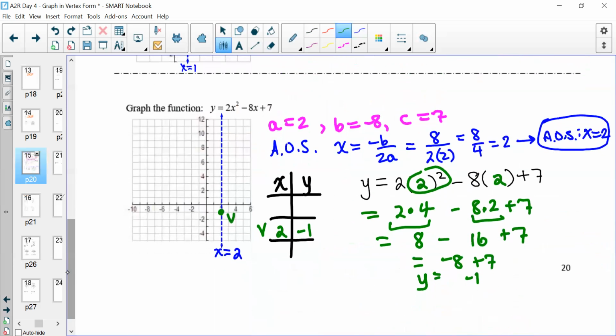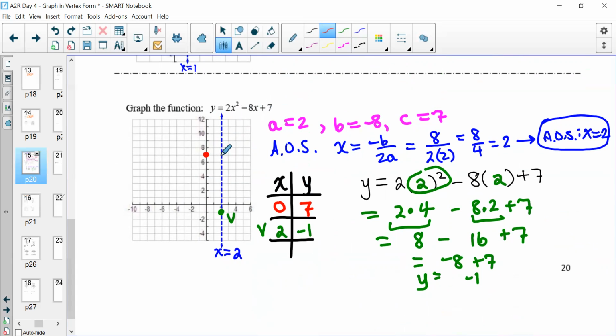And then I will find my y-intercept. Because this is standard form, I can do that. So 0, comma C. So 0, 7. So that is my y-intercept, because if I put 0 in here, this term turns to 0, and this term turns to 0, and 0, and 0, and 7 makes 7.